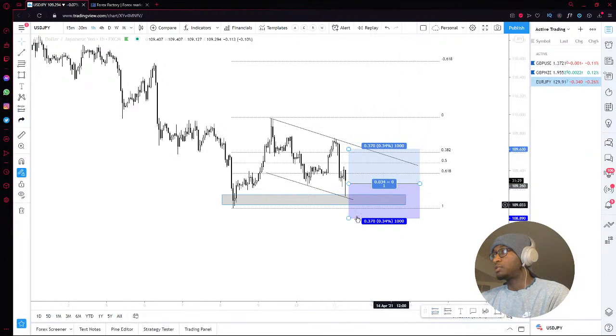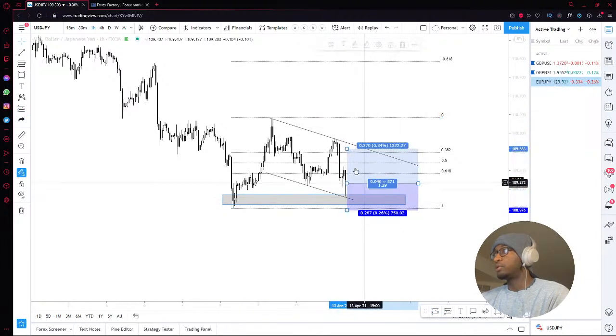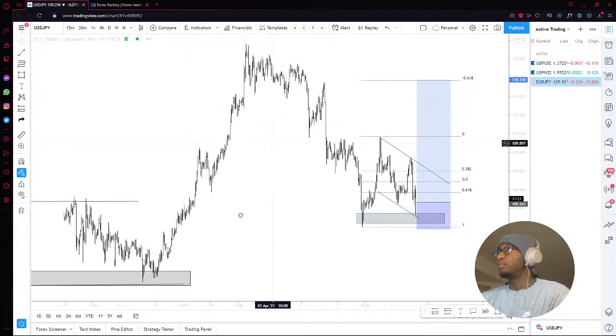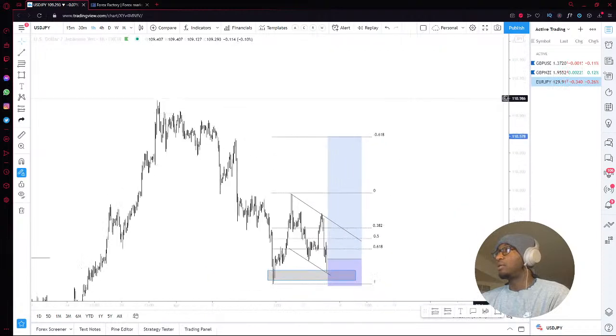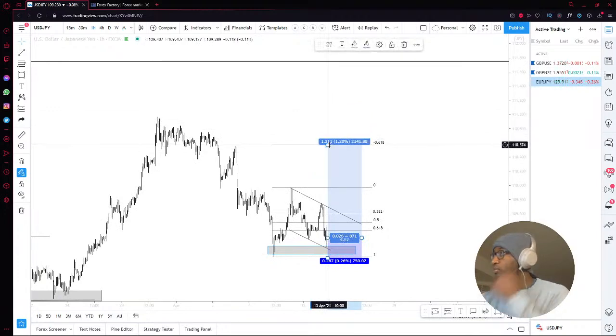Let's identify an entry, and then stop loss regardless is going to be right below this low here, and then target, at least initially, is going to be here. The next level would be this high up here, and that would actually be, again, decent. It's not great. It only produces about a 5-to-1.